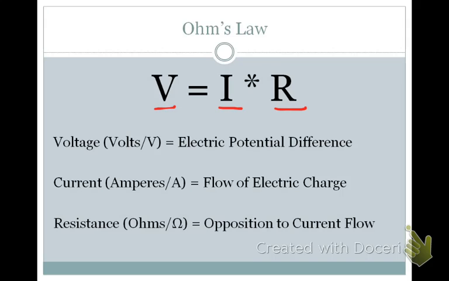Current, which is abbreviated as I, is measured in amperes or amps, big letter A. Again, most of the currents we'll be talking about will be in milliamps, and the current is the flow of electric charge from one place to the other. Finally, resistance, or R, is measured in ohms, shown here, and resistance is the opposition to current flow.